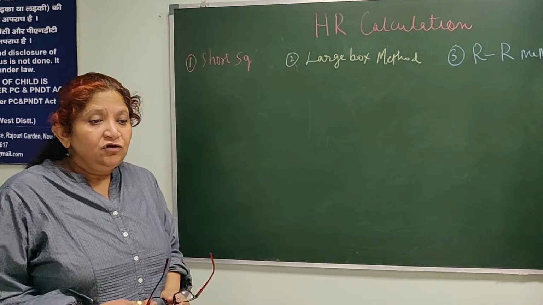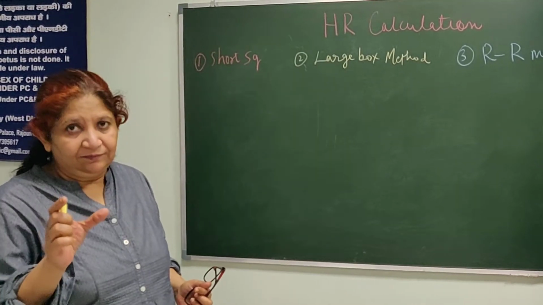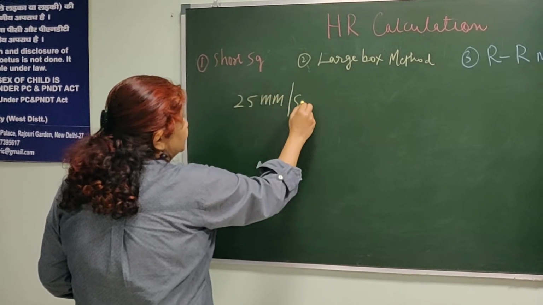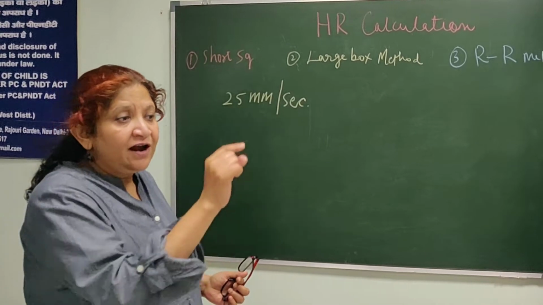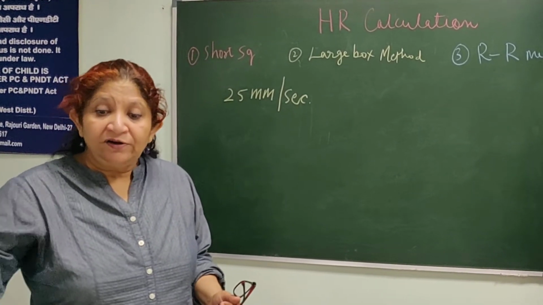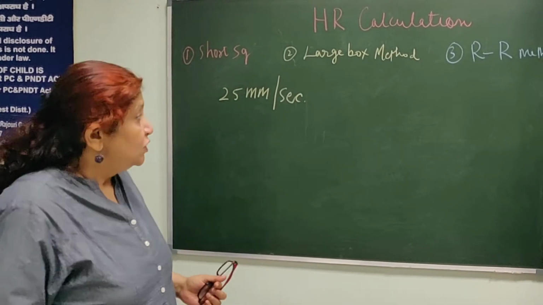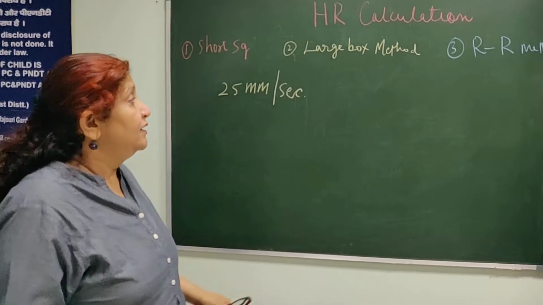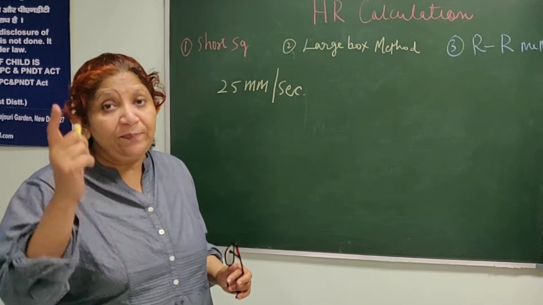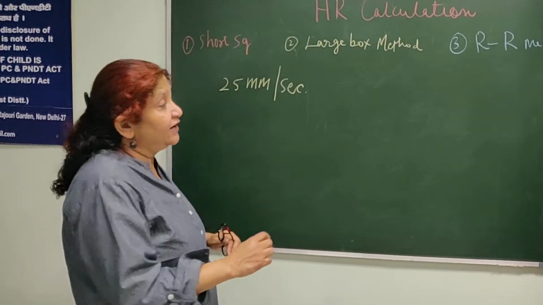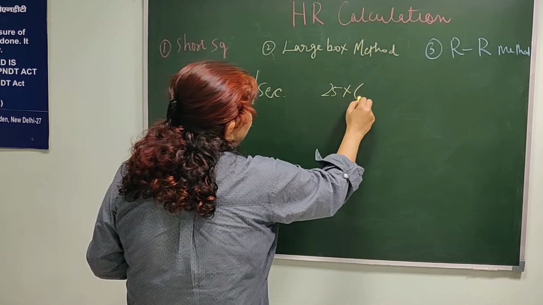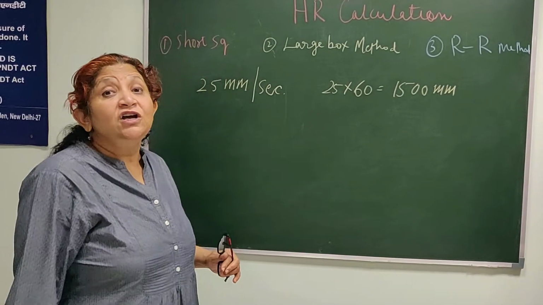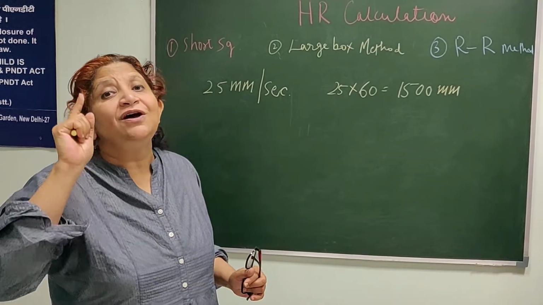So, you must remember that the paper speed is 25 millimeter per second. That means in 1 second there are 25 small boxes running under the ECG paper, right? So if in 1 second 25 small boxes or 25 millimeter is moving, then in 60 seconds, because when we calculate heart rate, it has to be per minute, that means per 60 seconds, it will be 25 into 60. So that equals 1500 millimeter or 1500 small boxes, because we know one small box is 1 millimeter.